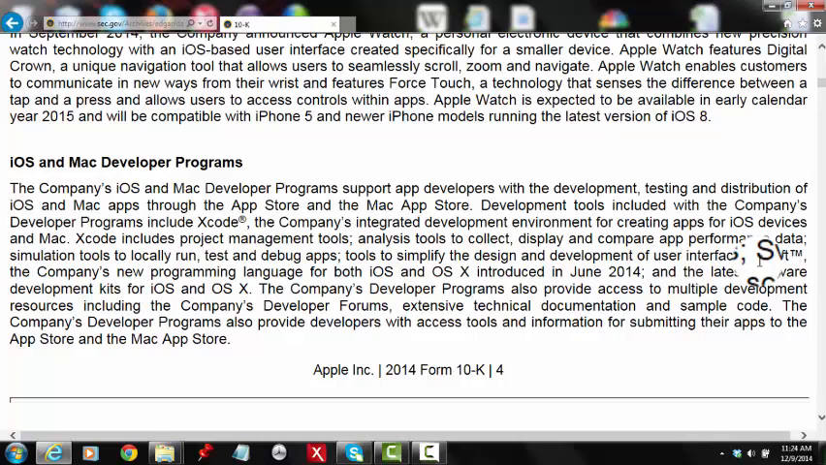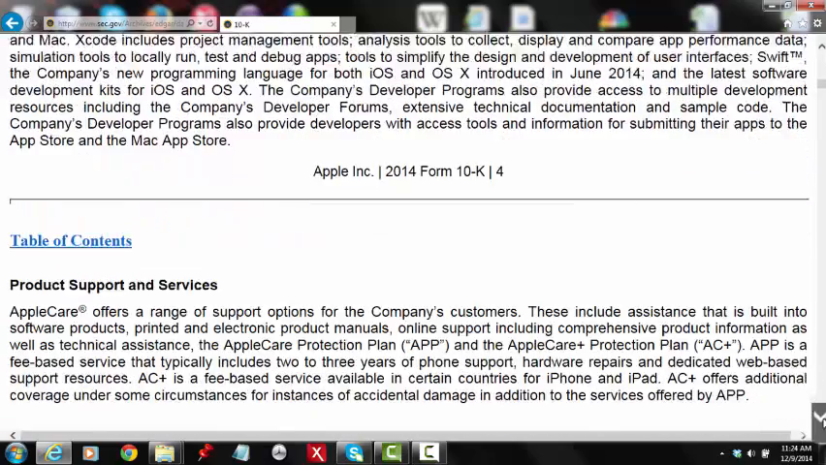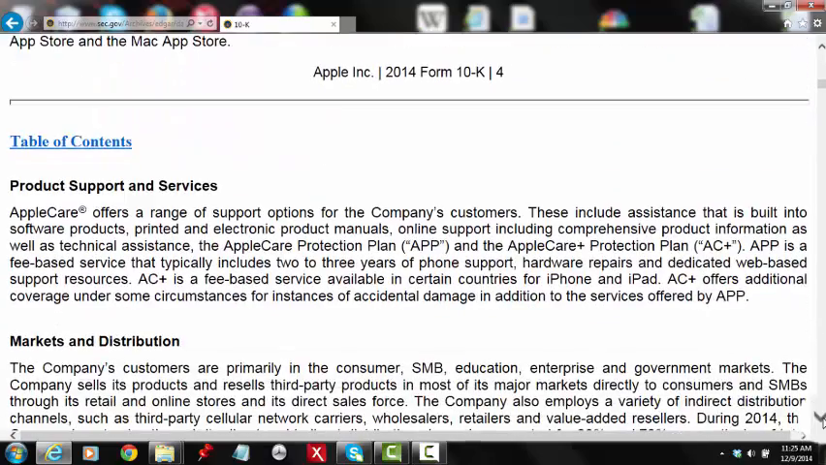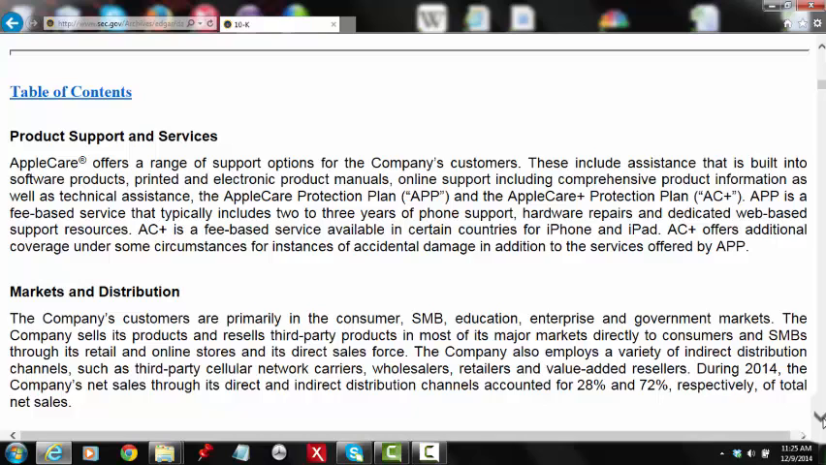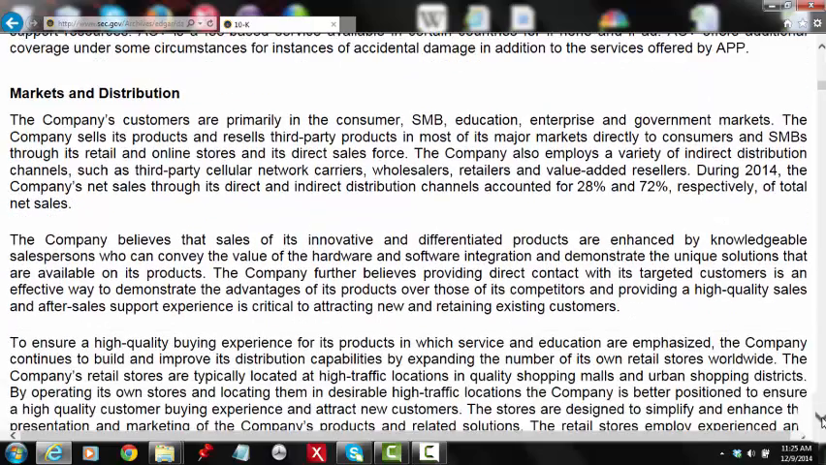So it's going to attract more developers, and in future it's going to help Apple create more revenues. Now the company's developer programs also provide access to multiple development resources and all other basic things. Then product support and services. What are the different ways it's supporting? AppleCare. It's talking about protection plan. It's pretty straightforward.